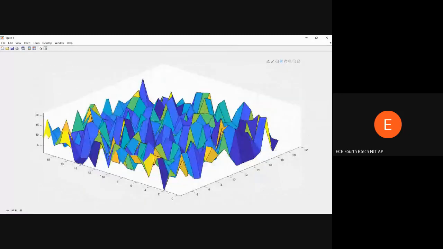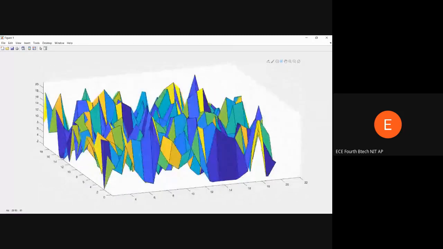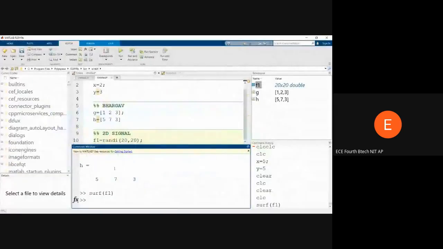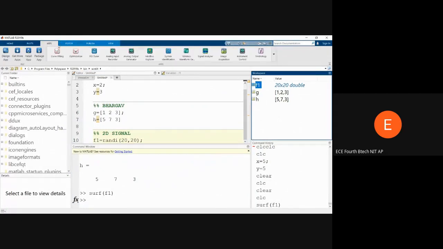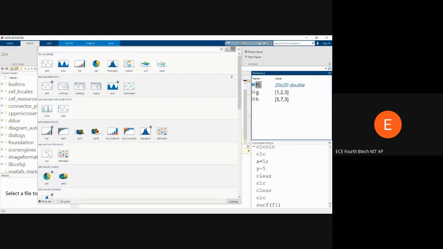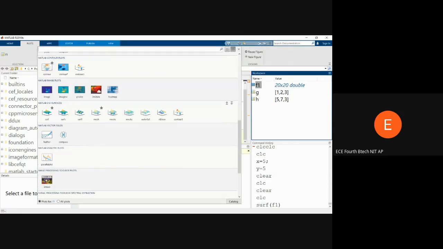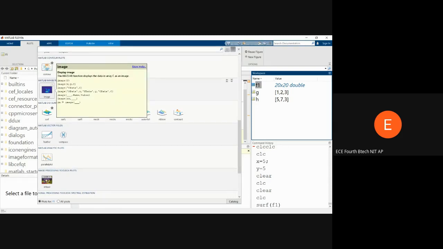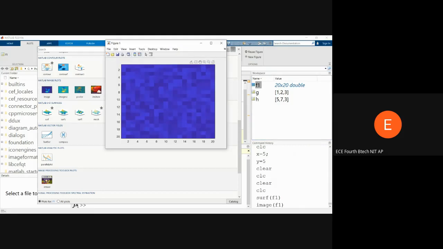There are so many commands, surf, mesh, so many were there. If you want, I can straight away show it to you. I'll select the variable f1, and I can go to the apps over here. I should go to the plots over here, and if I keep the cursor over here, you can see contour, surf, mesh. These three were there, right? And if I go down, the image also you can get. If you would like to see the image representation, let us have a look at it. So now at each and every x and y coordinate, you will have some image value, right? So this is what you are going to have.